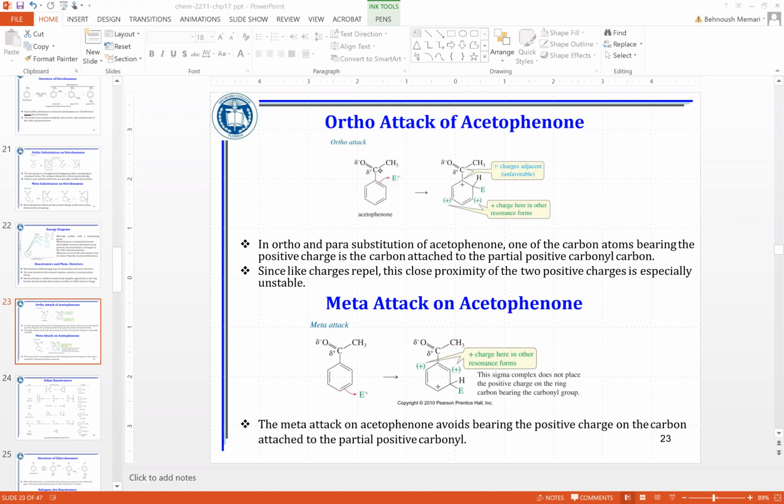Ketone functional group, CO double bond, a carbonyl group, same thing, is going to be a deactivating group, because the oxygen is pulling electrons and the carbon feels positive. So it's going to be a meta director.